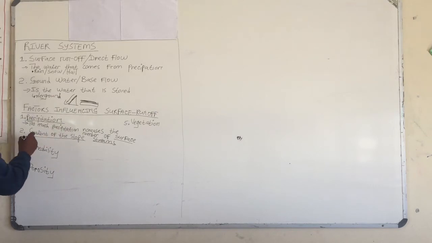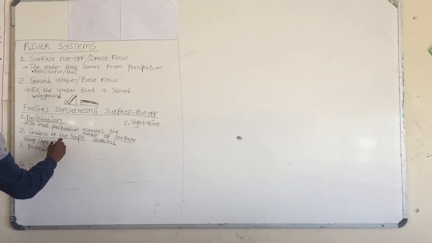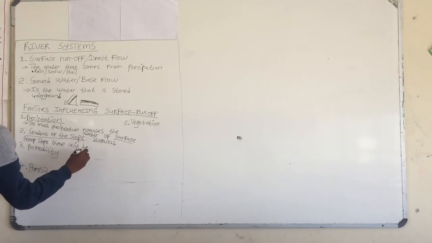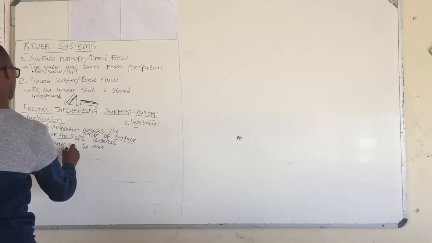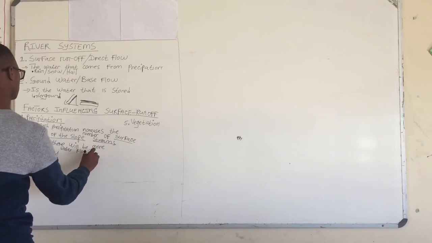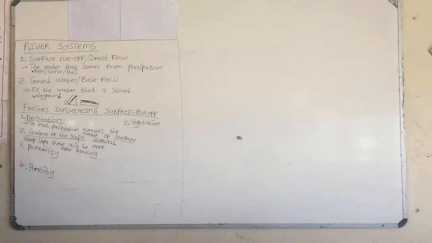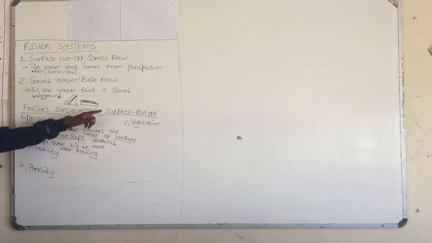So if we have a steep gradient, when we have a steep gradient or steep slope, there will be more water flowing. So when there's too much water flowing on the ground, obviously the surface runoff is going to increase. And then when we have a gentle slope, there will be few streams that are able to flow on the ground. The water is going to be stagnant. And if the water is stagnant, it's going to infiltrate or get into the ground faster, therefore decreasing surface runoff.